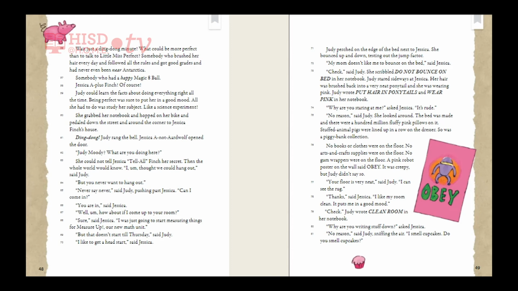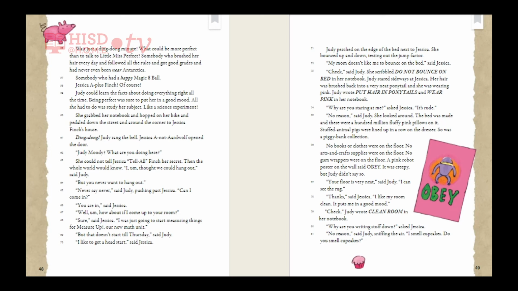"Sure," said Jessica. "I was just going to start measuring things for Measure Up, our new math unit." "But that doesn't start till Thursday," said Judy. "I like to get a head start," said Jessica. Judy perched on the edge of the bed next to Jessica. She bounced up and down, testing out the jump factor. "My mom doesn't like me to bounce on the bed," said Jessica. "Check," said Judy. She scribbled, "Do not bounce on bed," in her notebook.